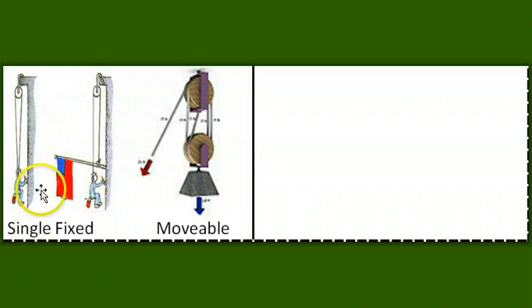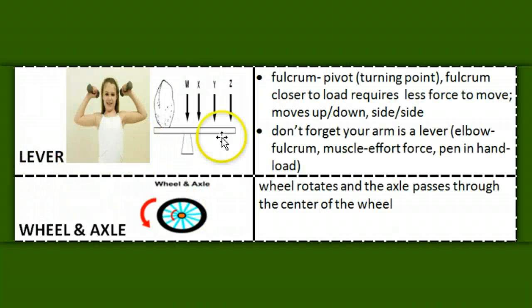The single fixed pulley, as in the flagpole, and then the movable pulley, like you see here, lifting such a heavy load. The lever, and here's a lever, here's the fulcrum. Where would I press down with my effort to make this move up? Would I push way over here, or would I push closer? The fulcrum is right here.